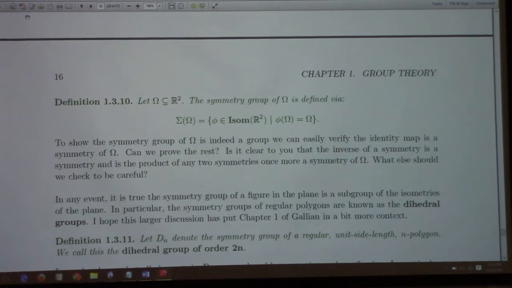They're particular subsets of the set of all distance-preserving maps on the plane. All right? They're in particular the distance-preserving maps that leave regular polygons fixed. So let's look at what that looks like explicitly.